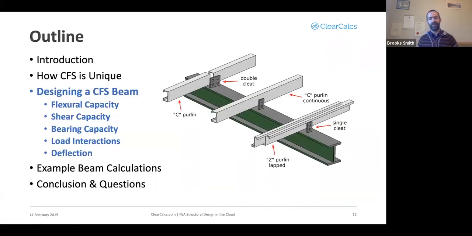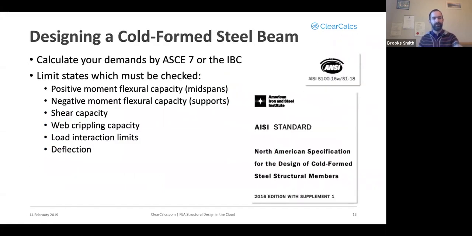So now moving on to the meat of this presentation, and I'll talk about how to design a cold form steel beam. I'm going to go through all of the design steps of that: flexural capacity, shear capacity, bearing capacity, load interactions, that's flexural and shear interaction, flexural and bearing interaction, as well as deflection. And then after that, go through some examples.